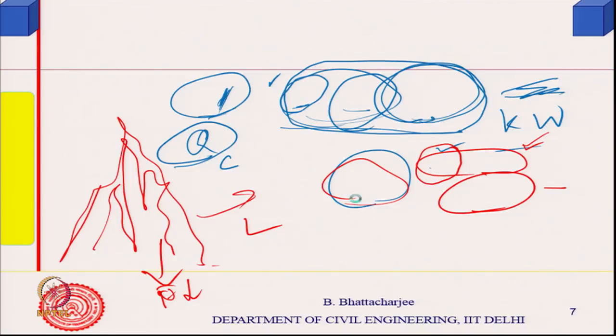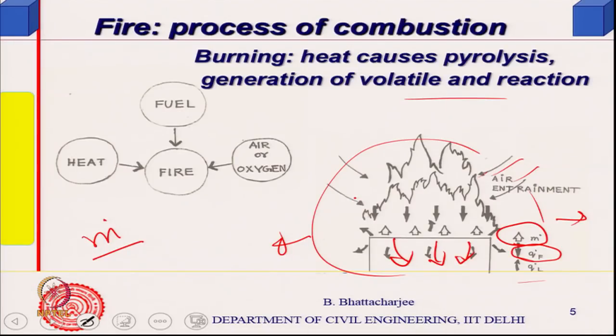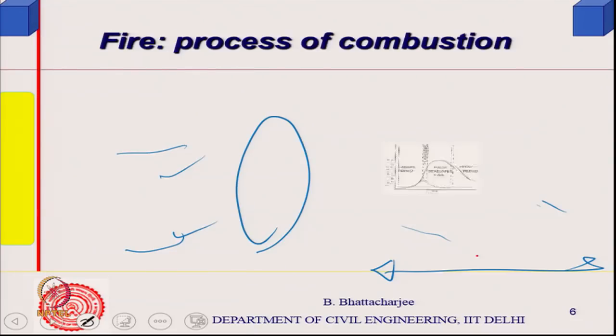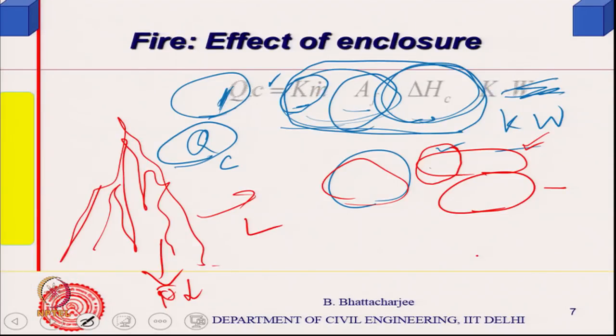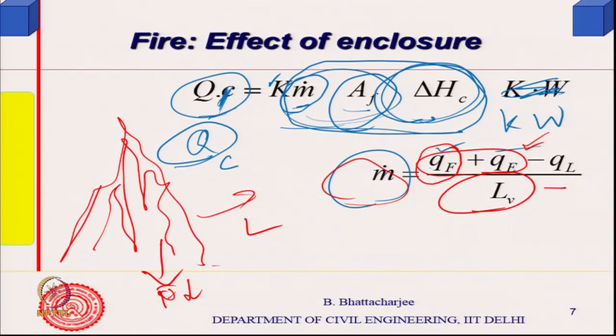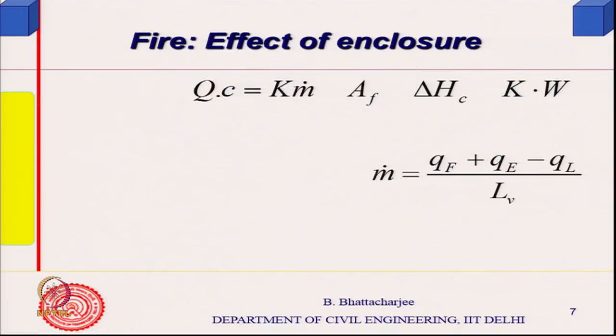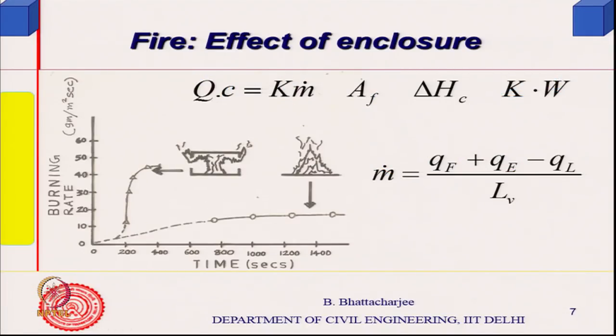I think this must have also been there in the previous diagram. You see QF, QL is the loss, QF is coming to the fuel, and QE is coming from the environment, actually the surrounding environment. So, that is how I will define the mass flow rate. And if I have a ceiling, you can see that this component will be higher, rather than in an open field.